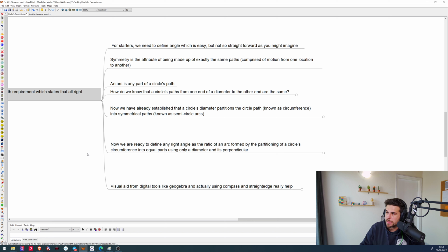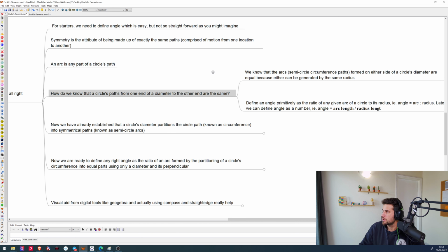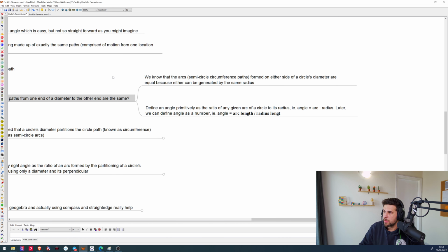So an arc is any part of a circle's path. How do we know that a circle's paths from one end to a diameter and from one end of a diameter to another are the same? So we know that the arc's semicircle circumference paths formed on either side of a circle's diameter are equal because either can be generated by the same radius.